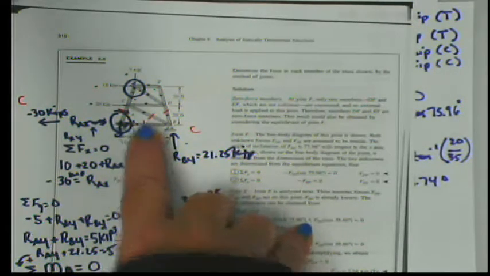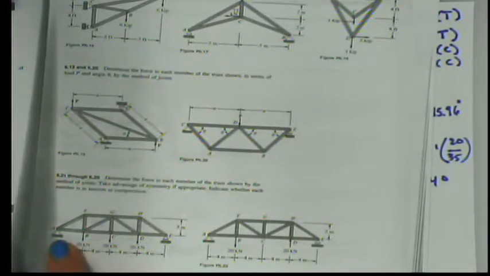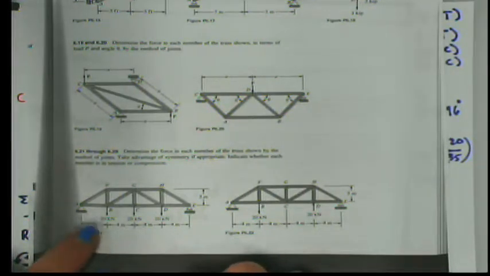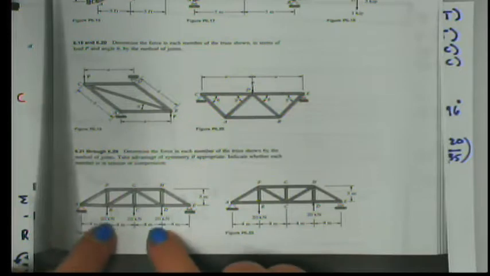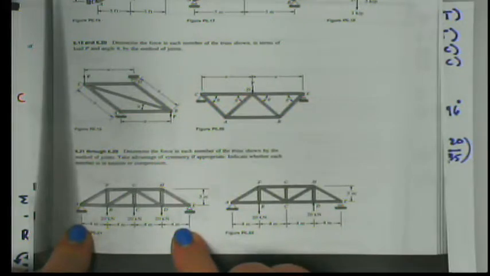Another thing you can do that will simplify your work, and we did it just a tiny bit here, is to just look at symmetry. For example, let's take a look at this. This is one of the homework problems. If you look at this truss, we have 4 meters, 4 meters, 4 meters, 4 meters, B, C, and D, A and E, 20, 20, 20. All of these forces are the same value. All of these distances are the same.